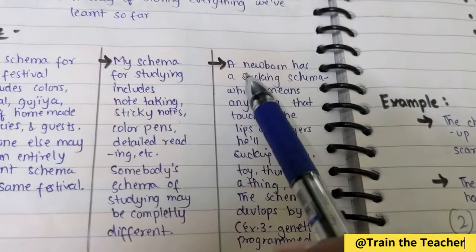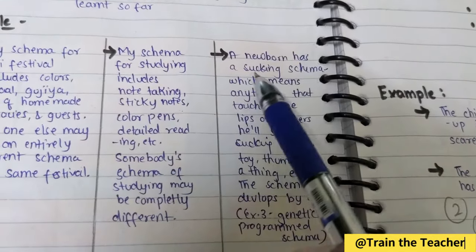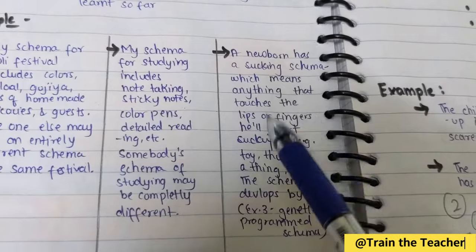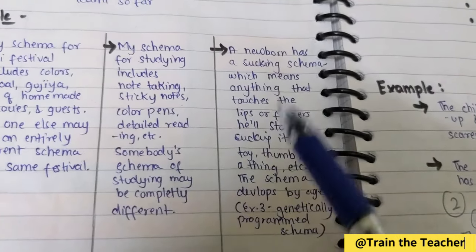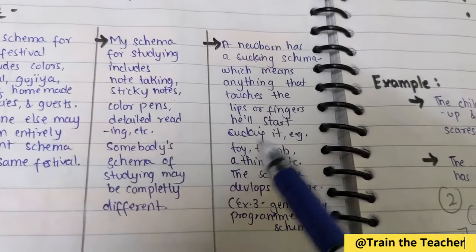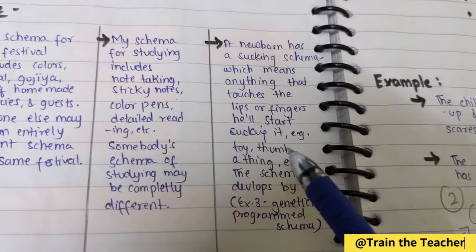The third one is a newborn has a sucking schema, which means anything that touches the lips or fingers, that is their innate schema. He'll start sucking it. For example, a toy, thumb, or any thing.